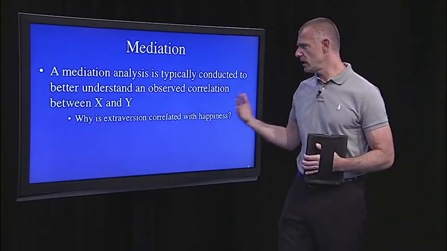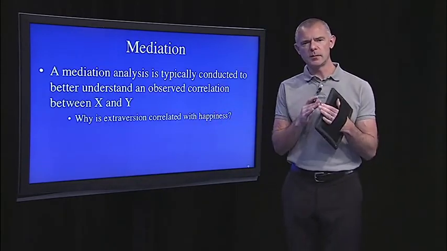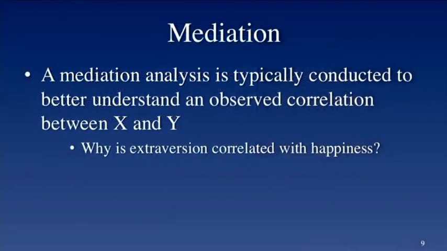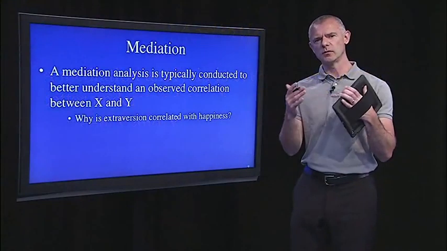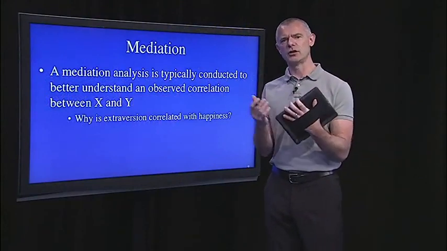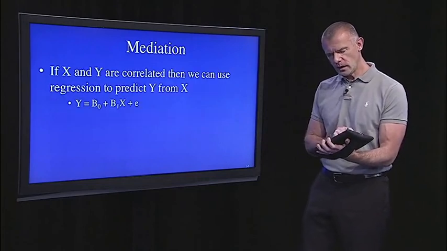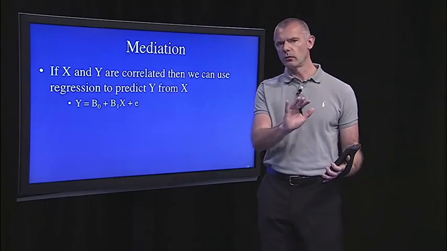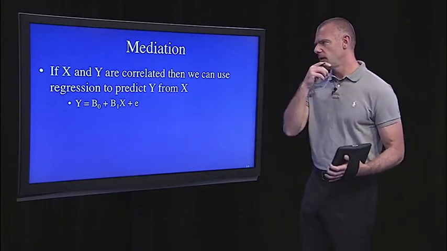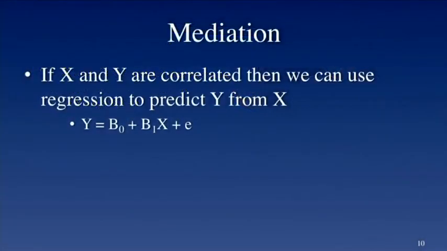Okay, so mediation analysis, as I said, is typically conducted when we know we have a correlation between X and Y, but we want to know more about why that relationship exists. Can we come up with some sort of mechanistic explanation of why those variables are related? And we know from simple regression a few lectures back that if X and Y are correlated, then we can predict Y from X, and here's the simple regression equation.